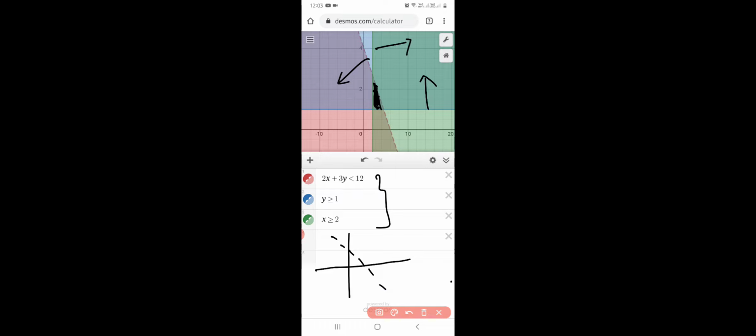Obviously, as it is a less than type inequality, I have to draw it using dotted lines. If it is a greater than or equal to or less than or equal to type, then I will draw it using solid lines. Now y greater than or equal to 1 is a line parallel to the x-axis, something like this it goes, and x greater than or equal to 2 is a line that goes something like this.